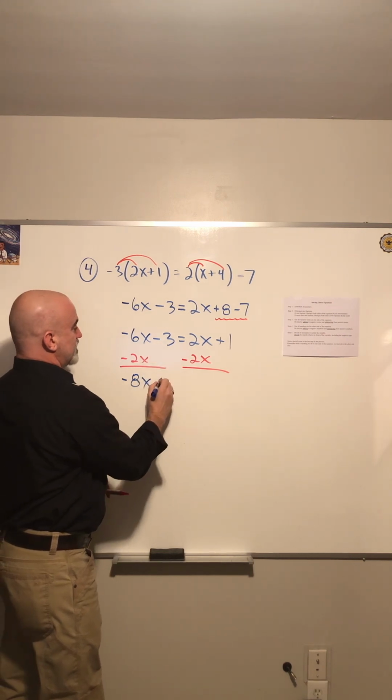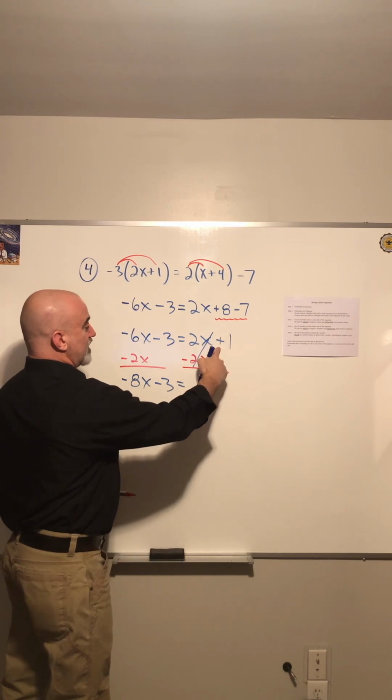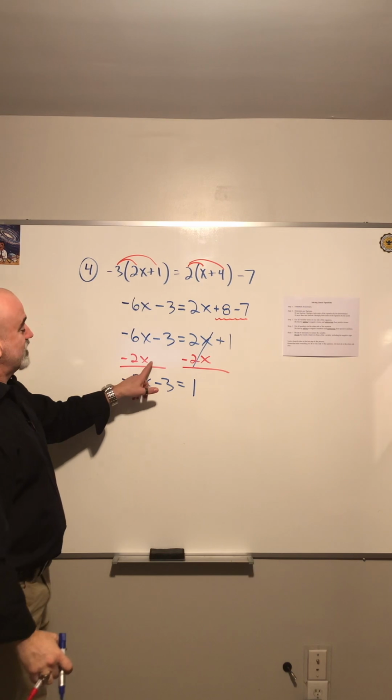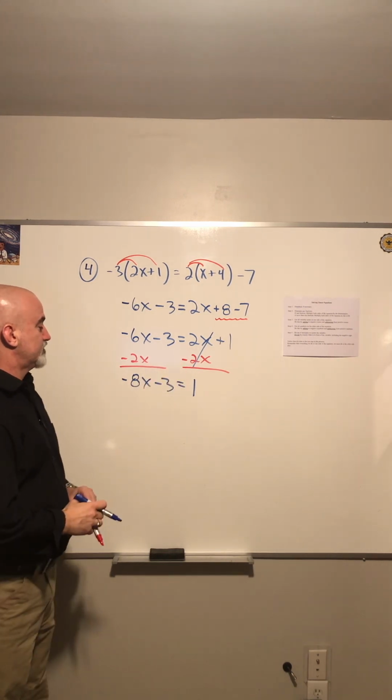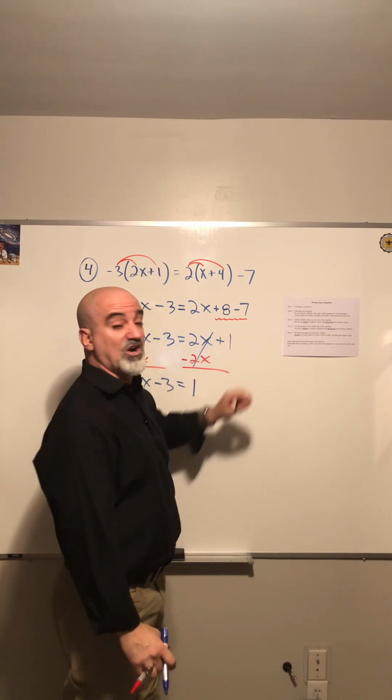This minus 3 just drops down. The equal sign comes down here. 2x minus 2x is gone, and I get a plus 1. Right? Notice again, whatever you do to one side, it's the same to the other side. So then, step 4, get all numbers on the other side of the equation.